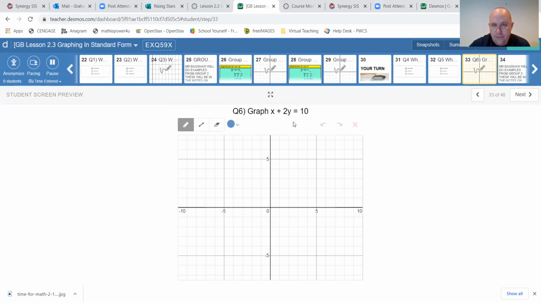So to graph this, I would have to rearrange this first. So it would be y equals -1/2 x plus 5. So that would be the first step for actually doing this question. So once you've checked that, we can start at the number without the x, which is 5. And a slope of -1/2 means I go down 1 and across 2, down 1 and across 2, and so on.